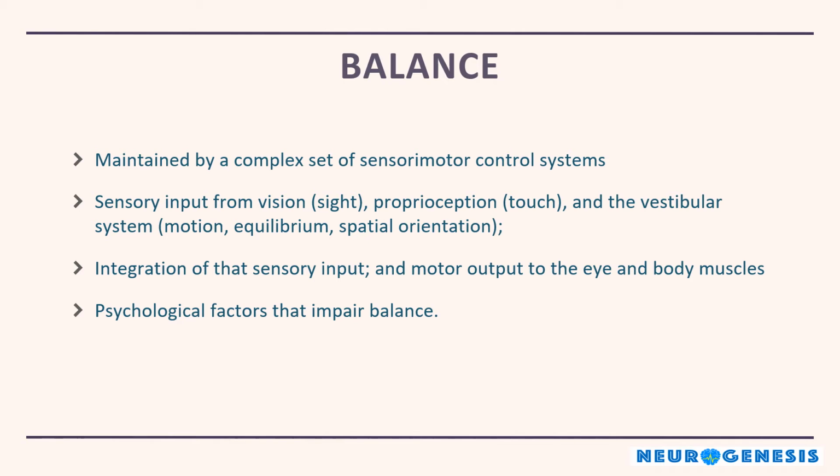You already saw it in the previous lectures. The sensory input will always be vestibular, vision, and proprioception. Vestibular will mean motion, equilibrium, and spatial orientation. All of the sensory input goes through your brainstem, your cerebellum, and your cortex, and comes back out to your eye through the VOR and to body muscles, which is your ankle and hip strategies, to try to get a proper balance.